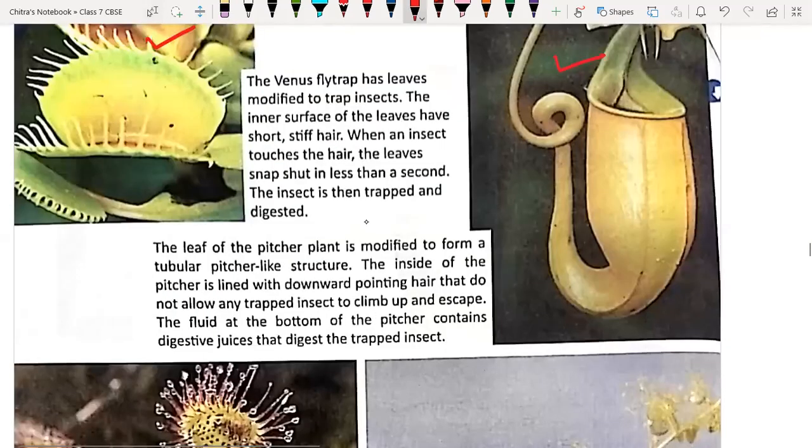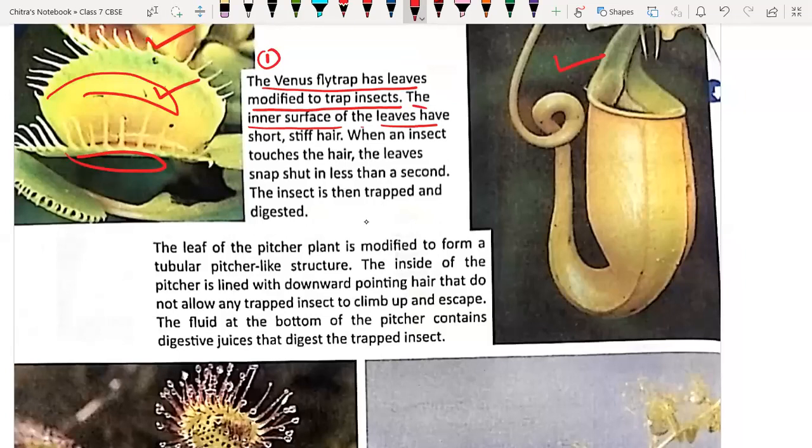So first, we are going to discuss the Venus flytrap. The Venus flytrap has leaves modified to trap insects. These are modifications of the leaves so that they can trap insects easily. The inner surface of the leaves has short and stiff hair-like structures, as you can see here.